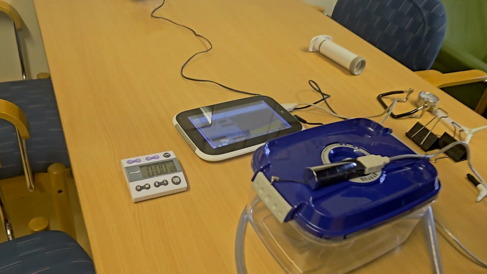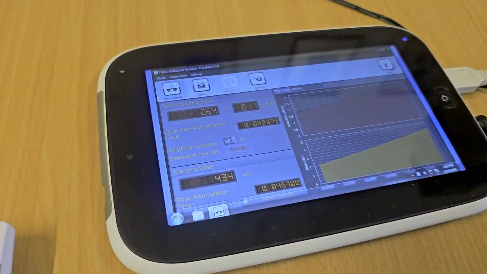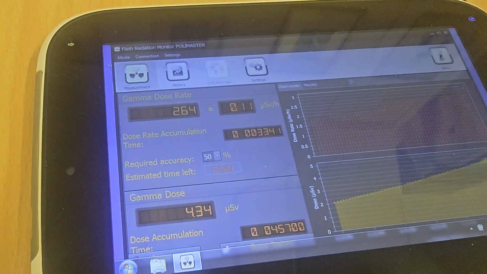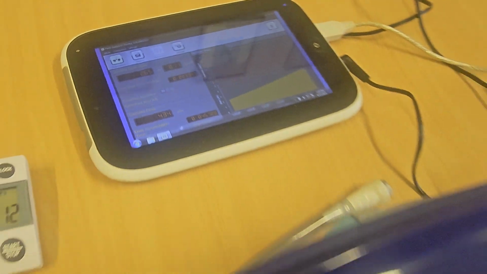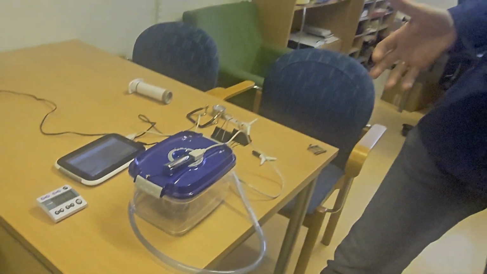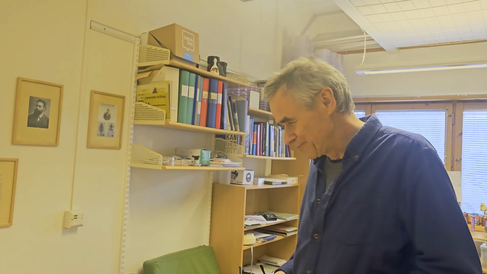We have now been measuring 2 hours, and the dose rate is 2.64 microsieverts per hour, and this is the last measurement. It's enough to demonstrate the buildup of gamma radiation from radon disintegration.